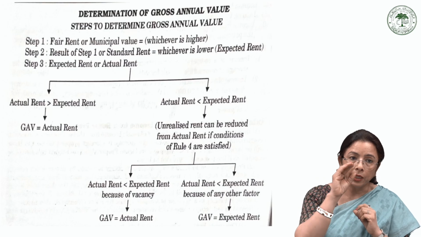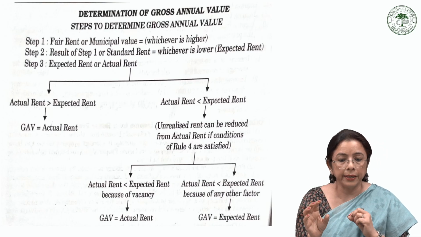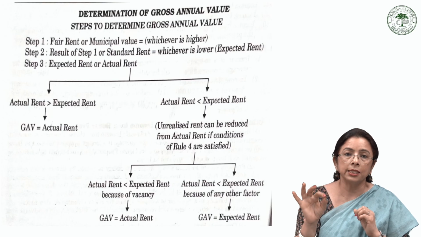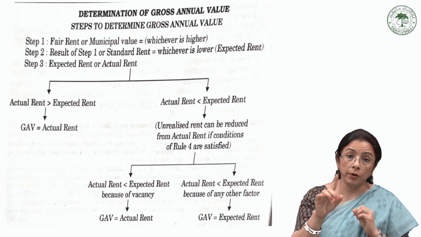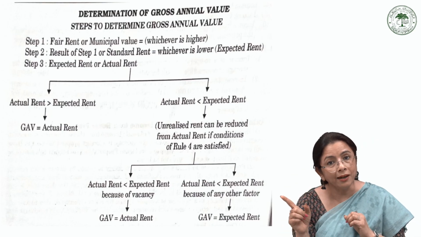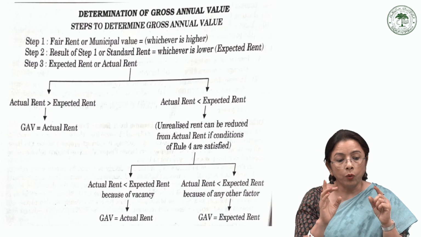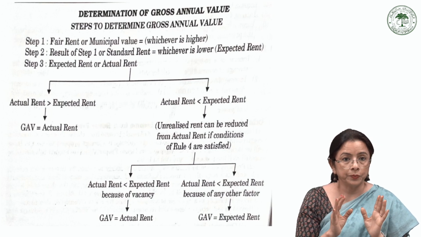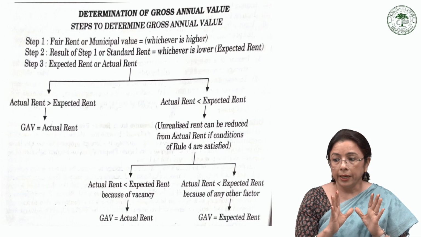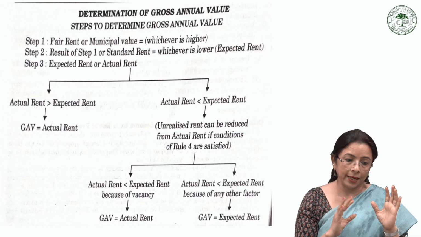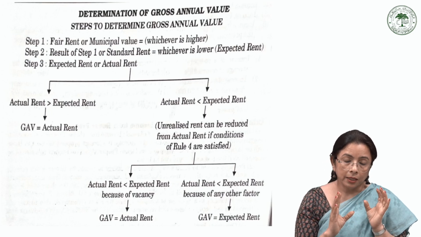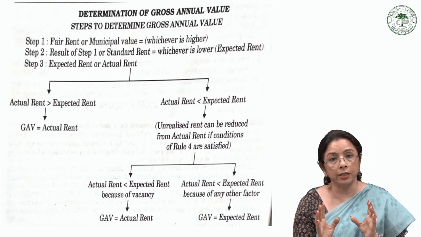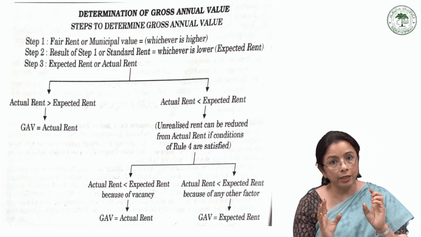In step 2, we'll compare that figure with the standard rent. Whichever is lower will be called the expected rent. Now, expected rent will be compared with the actual rent. When actual rent is higher than the expected rent, it will be your gross annual value. That actual value will be the gross.